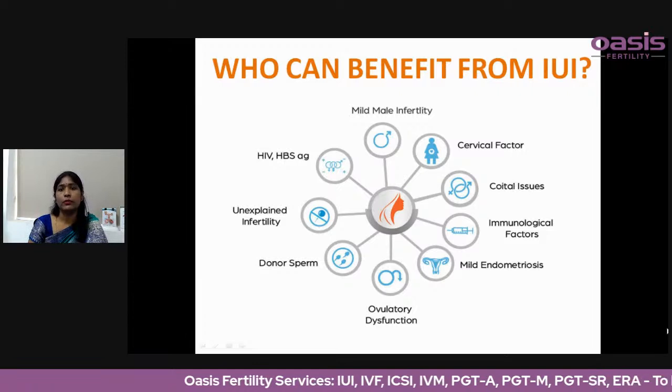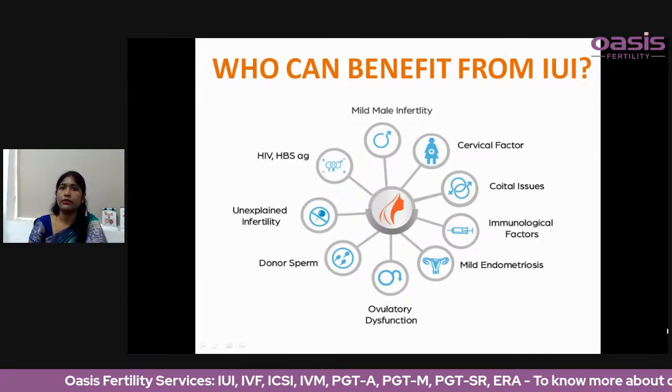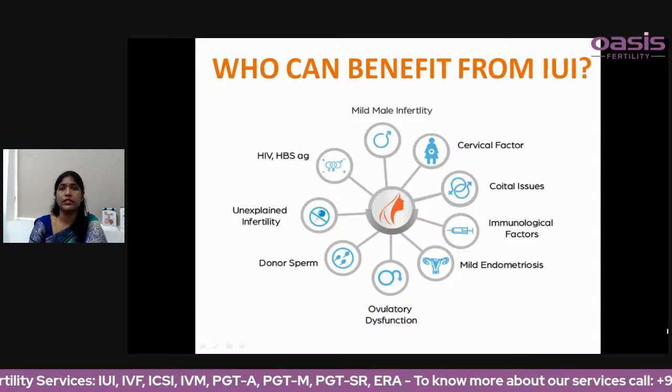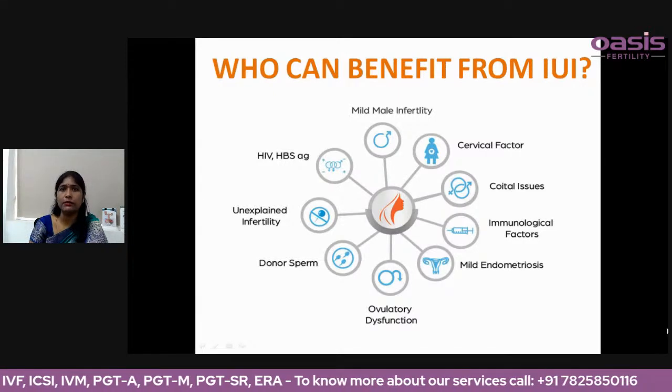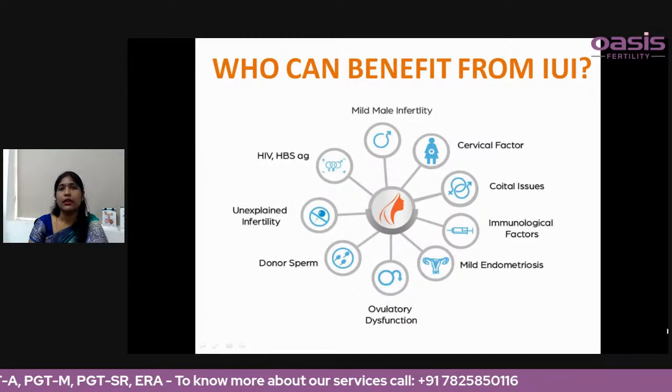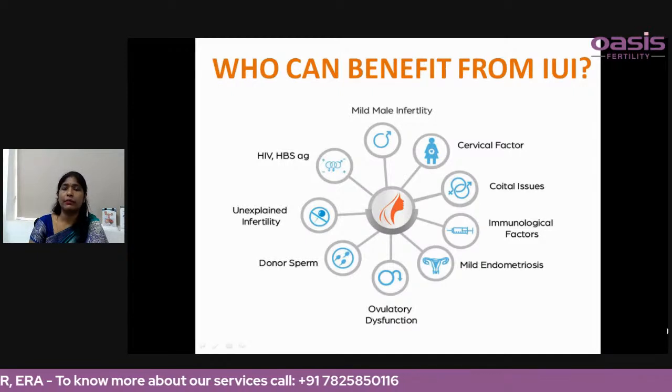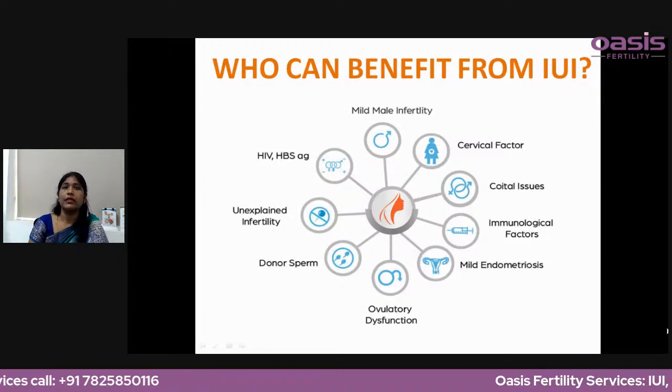And then there is a group of women who have ovulatory dysfunction. For example, if the woman has PCOS, or the woman is obese, they are not ovulating on time. So giving them medicines for ovulation to happen, and timing the ovulation with an IUI, is of great benefit to these couples.